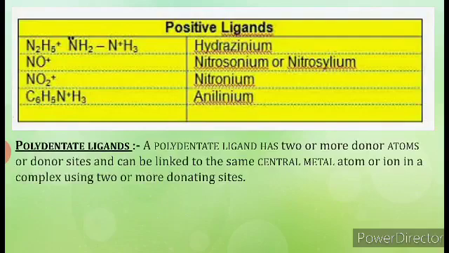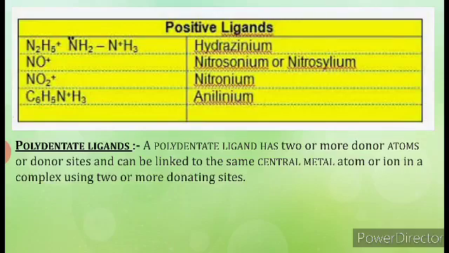So a polydentate ligand has 2 or more donor atoms or donor sites and can be linked to the same central metal atom or ion in a complex using 2 or more donating sites. Clear? Vernacular medium: these ligands have 2 donor atoms or more than 2. In polydentate there will be more than 1, so 2, and it is observed up to a maximum of 6 donor atoms in one ligand, and all of these at a time can attach to the same central metal atom by forming coordinate bonds. So all of them are called polydentate ligands. Is it clear now? So in polydentate ligands, again we can classify them into different categories.